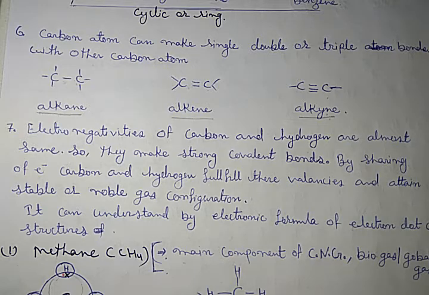So they make strong covalent bonds, because if electronegativity is the same, then the bonding electrons will be present almost in the middle of the two atoms, which is the condition of a strong covalent bond. So carbon and hydrogen make strong covalent bonds. In this, carbon and hydrogen share electrons.